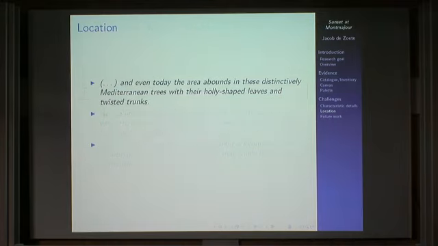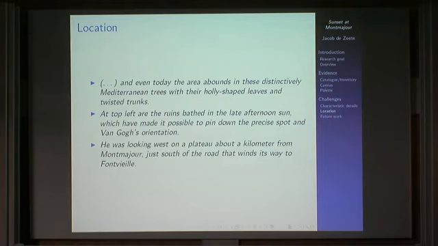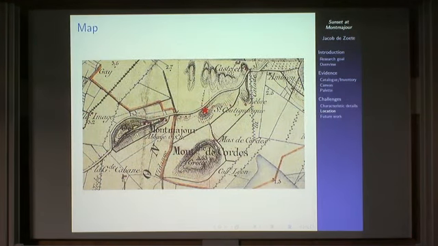The other thing that I would like to work on, and that's actually what I'm working on now to get some idea, is what part of the article says about this painting: even today the area abounds in these distinctively Mediterranean trees with their holly-shaped leaves and twisted trunks. On top left are the ruins bathed in the late afternoon sun, which have made it possible to pin down the precise spot at Van Gogh's orientation. He was looking west on the plateau about a kilometer from Montmajour, just south of the road that winds its way to Fontvieille. So they said he was sitting here.